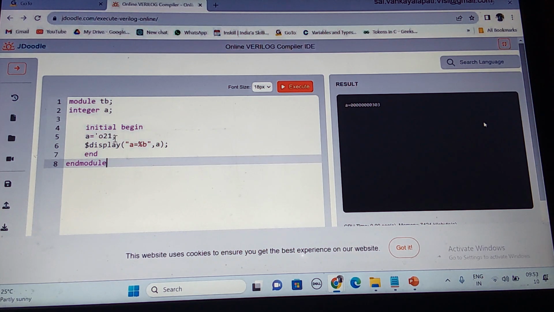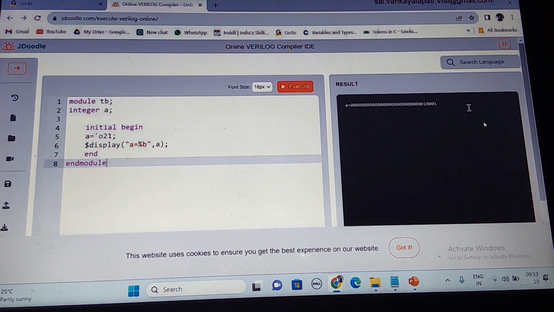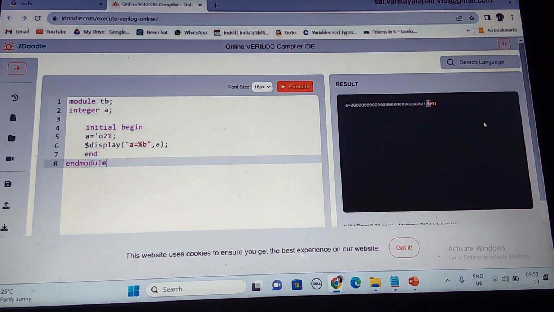1, 0, 0, 0, 1, 0. Remaining all the rest of the bits will be what? Zeros. It will take the 32 bits, correct? 1, 0, 0, correct? This is nothing but 1. 0, 1, 0 is nothing but 2. And remaining bits are zeros. If I print this in hexadecimal, what is the hexadecimal equivalent of this octal number?